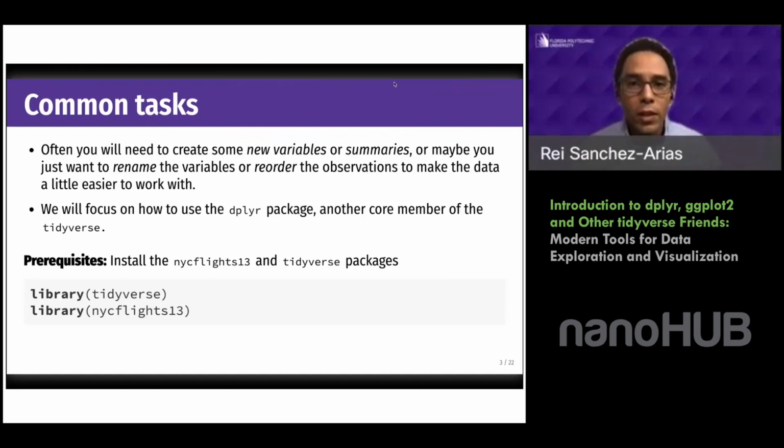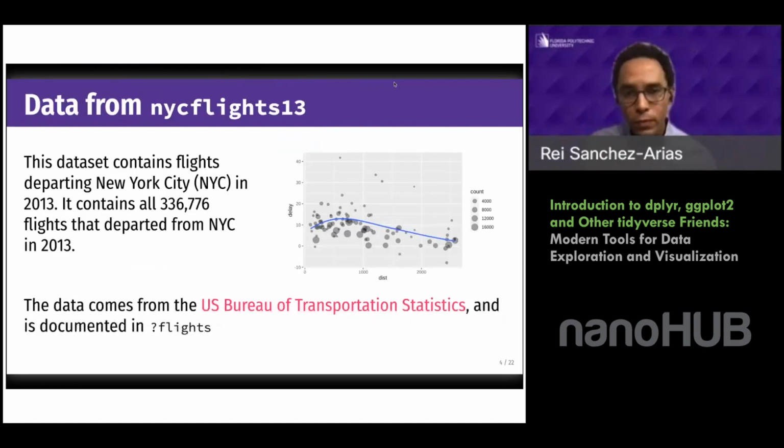And for the sake of illustration, I'm also going to use a data set that is part of a package called nycflights13. This package, again, is already installed in the R kernel in the Jupyter tool on nanoHUB. If you were to do it on your local computer, you would go through the process of install.packages and, in quotes, the name of the package.